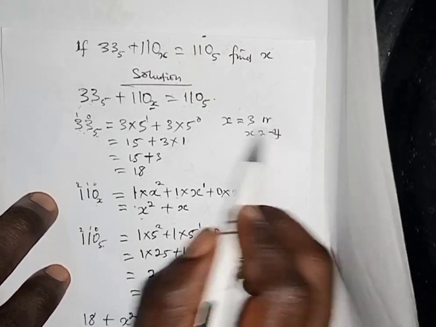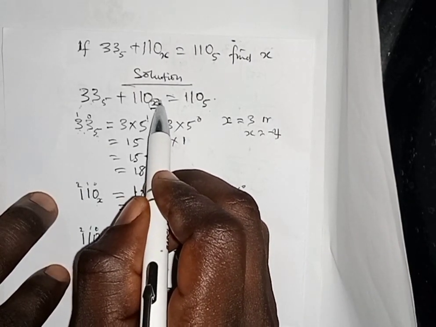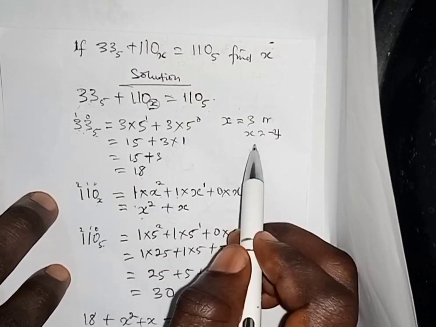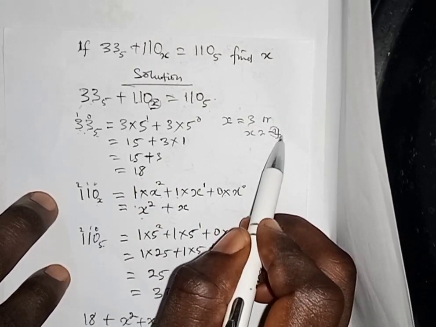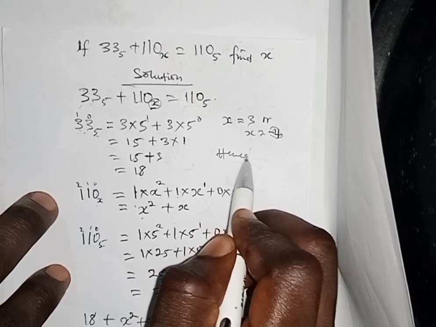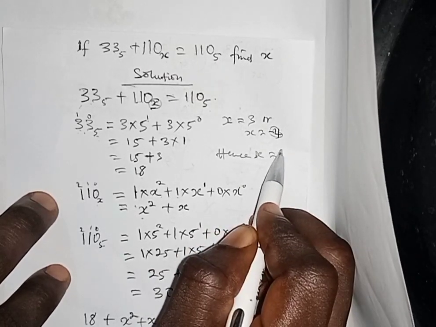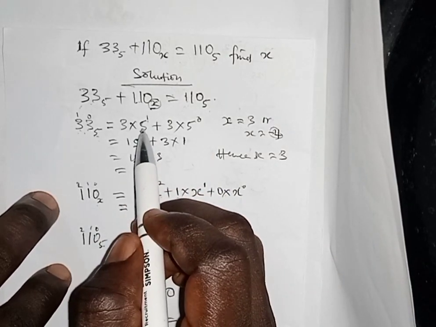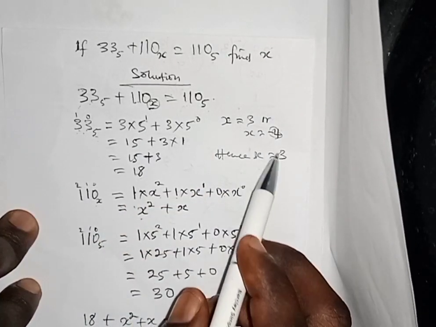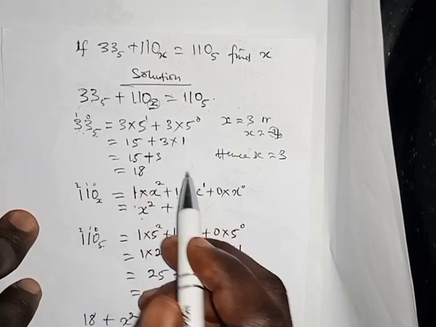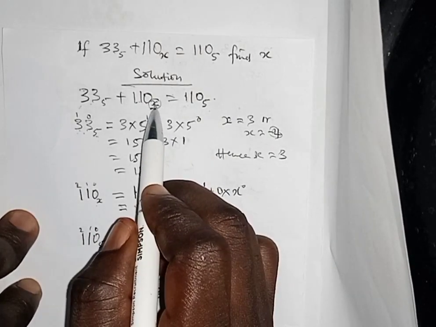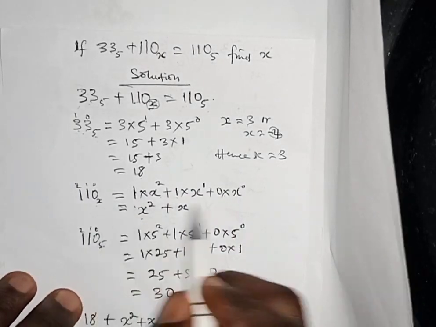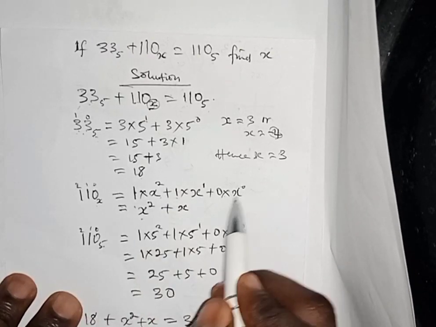But don't forget, this x is actually the base of this number. The base of a whole number cannot be negative, so our x is going to be 3. And of course, if you want to confirm whether that is correct, it is just a matter of replacing x with 3 right here and confirming that. So we can just do the check around here.